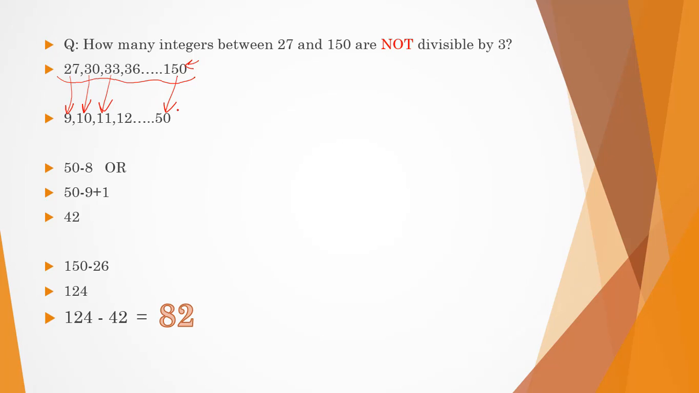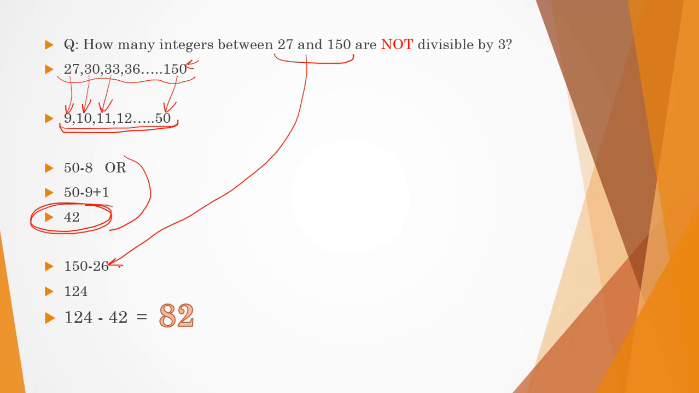Find the total multiples of 3: 50 minus 8, or 50 minus 9 plus 1. That is 42. Now the total integers in this range is 150 minus 26, that is 124. Finally, 124 minus the multiples of 3, which are 42, and we get the answer 82.